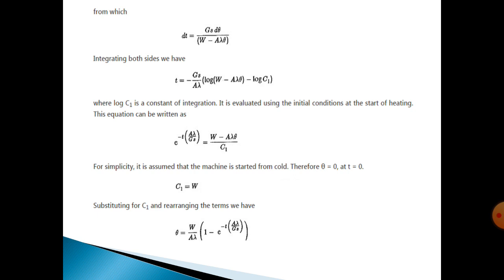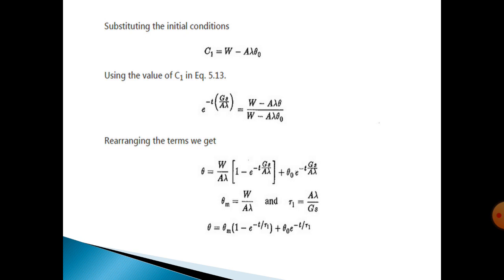So finally we get the value of theta. Theta is equal to W by A lambda of 1 minus e power minus t of A lambda divided by Gs. This is the basic equation of the heating and cooling curve. For the initial condition, C1 is equal to W minus A lambda into theta naught. Theta naught is nothing but the initial temperature rise. Substituting the values and rearranging the terms, finally we get theta is equal to theta m of 1 minus e power minus t by tau 1 plus theta naught into e power minus t by tau 1. This is the final equation of the heating curve.